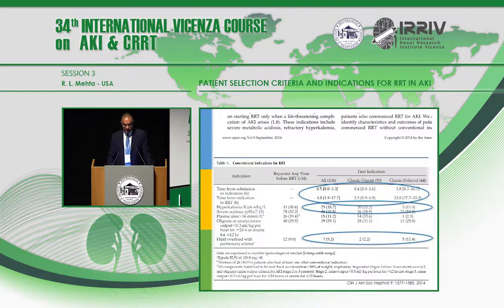And what they find here, if you notice across there, is the time from admission. You can see this time from admission relating to the criteria is very short, in hours.